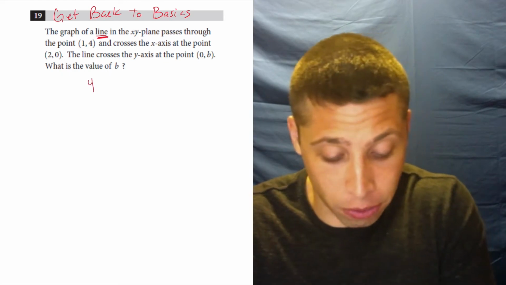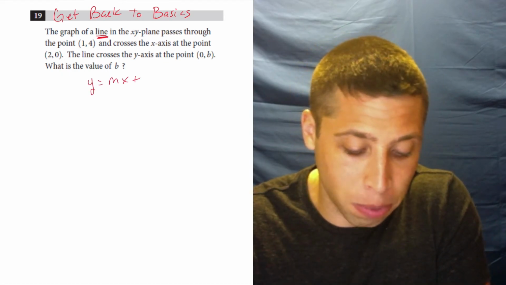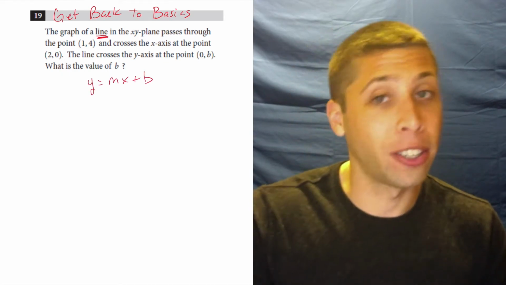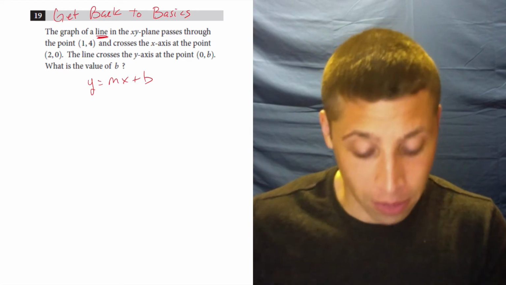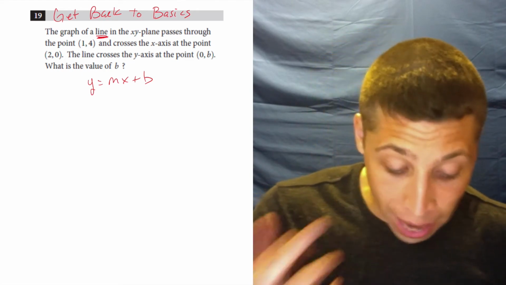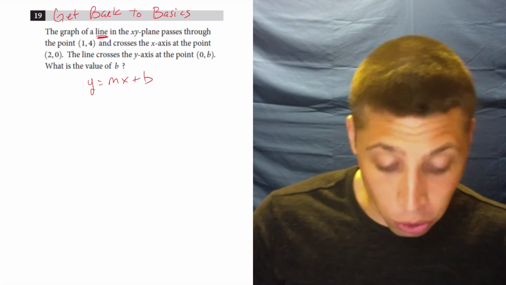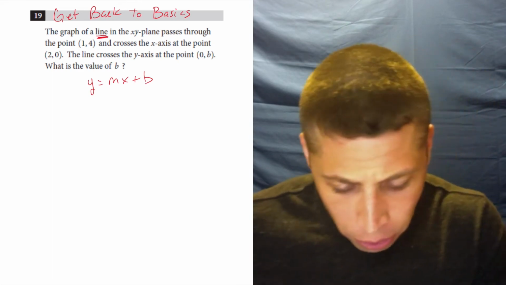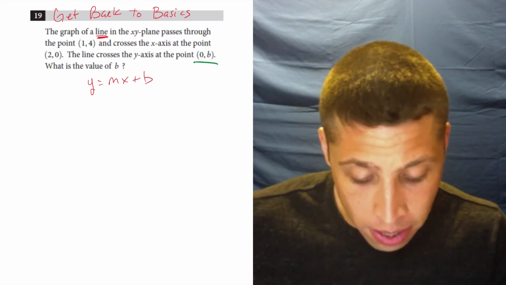No matter what they give you about lines, you're pretty much going to use the same process to solve. You're going to write y equals mx plus b on your page, and you're going to try to plug in whatever you can. So what do we know? Well, we have some points, right? (1, 4), (2, 0). But we're looking for (0, b).